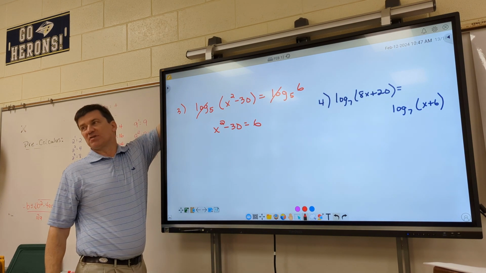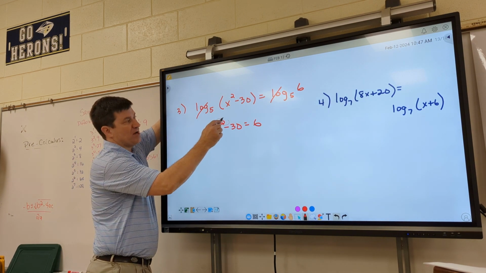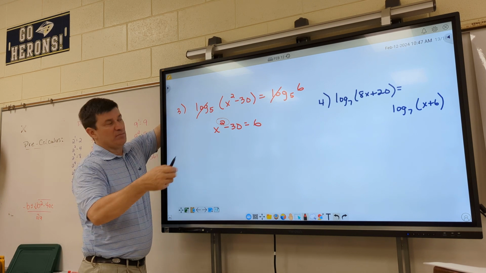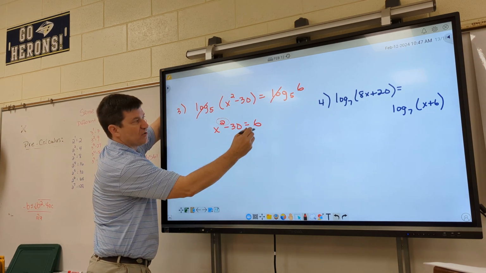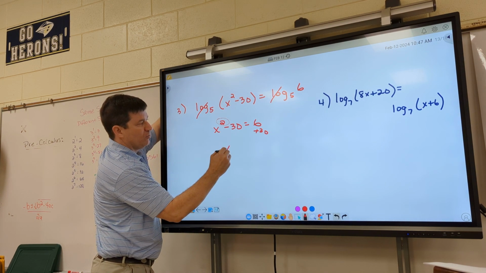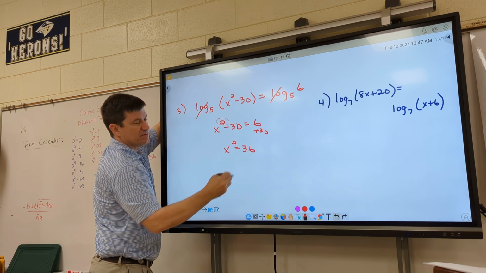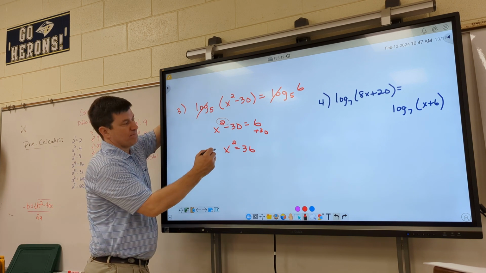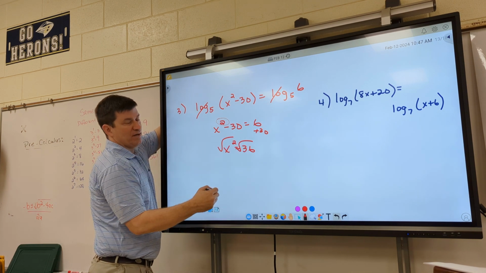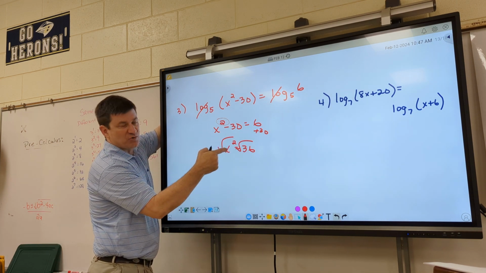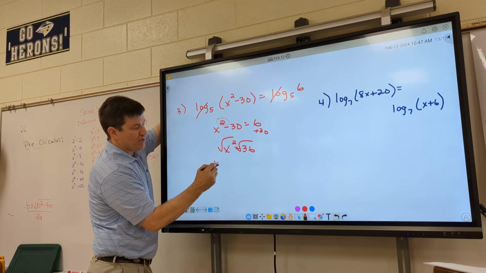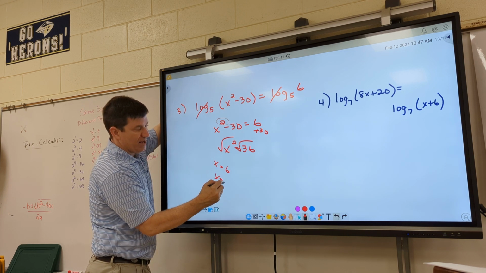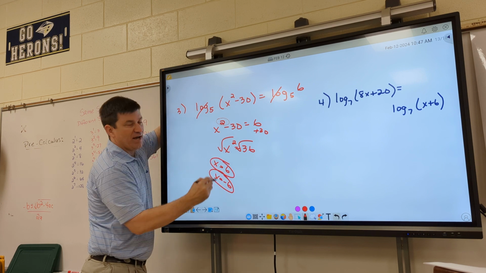How many answers will this problem have? 2. 2 answers. Now, you could do quadratic formula, but the shortcut is just move your minus 30 over, make it a positive 30. We got x squared equals 36. Now what? X equals plus or minus 6. Good. I've heard it twice. When you find the square root of something, don't forget it's plus or minus 6. So it's positive 6 and negative 6, and you will have to check each answer.